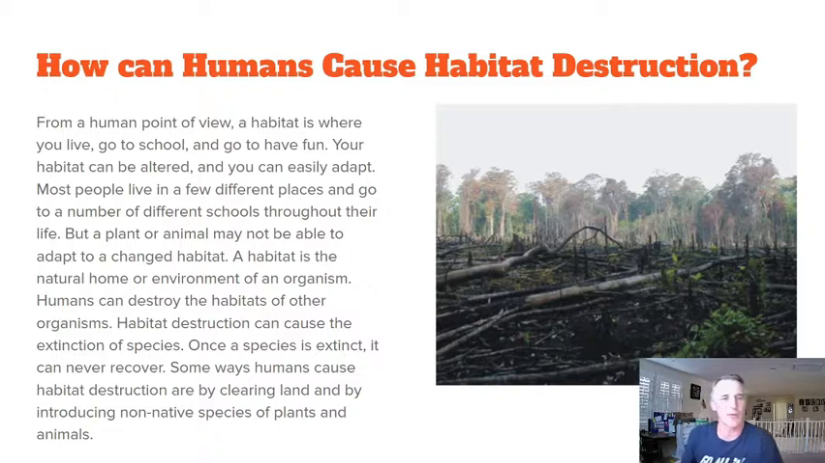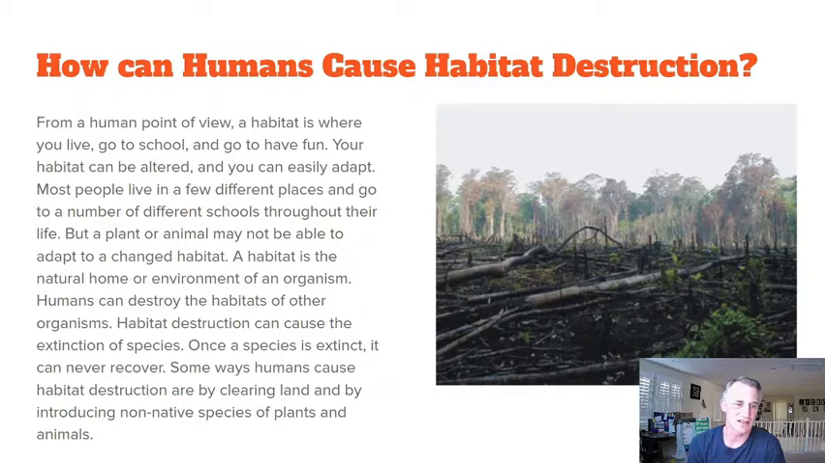A plant or an animal may not be able to adapt as fast, right? So a habitat is a natural home or environment of an organism. And if we change that habitat, if humans destroy the habitats of other organisms, and those organisms can't adapt and they can't move out, then it could actually lead to the species going extinct.